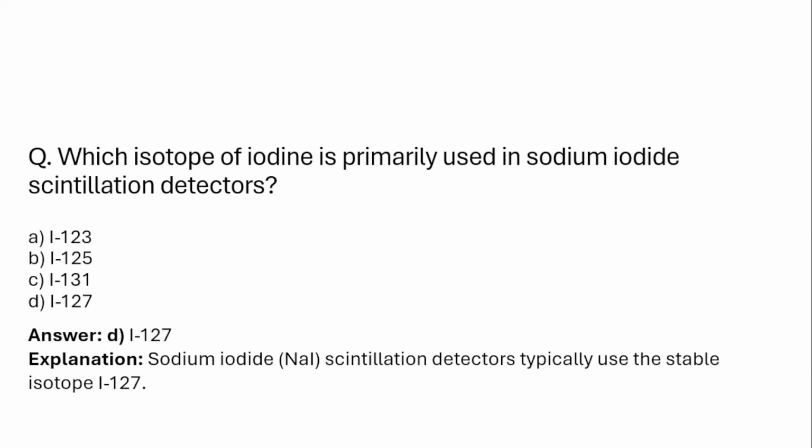When it comes to a scintillation detector, we have to use an isotope which is non-radioactive in nature, that is, a stable isotope. So among all the given options of isotopes of iodine, iodine 127 is the stable isotope which we typically use in a sodium iodide scintillation detector.